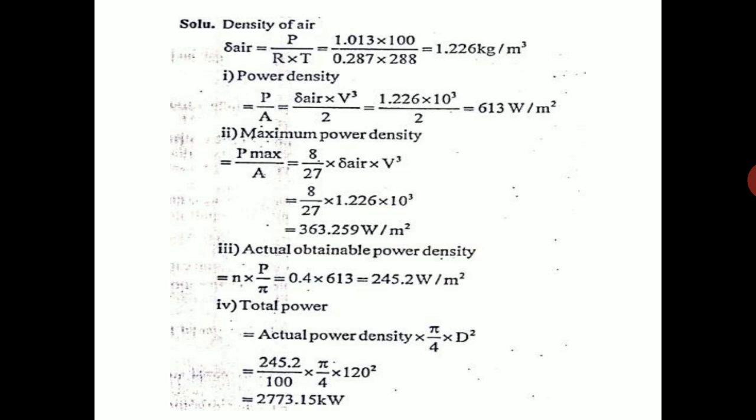Now, what is the maximum power density? For maximum power density, we multiply this relationship with 8 by 27, into density of air into V cube. So this will become 363 watt per meter square.